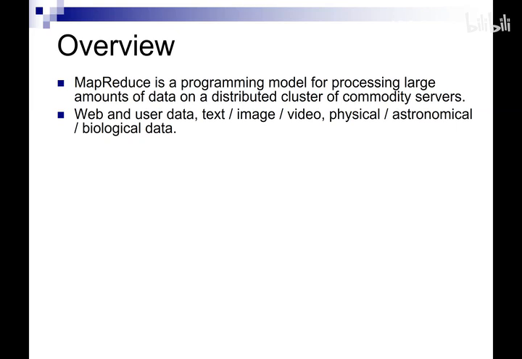It also includes information about users of these web pages. It includes image data, video data that are produced. But in addition to this, you can also use MapReduce for other types of data processing. So for example, for traditional scientific computations of, let's say, physical data or biological data.